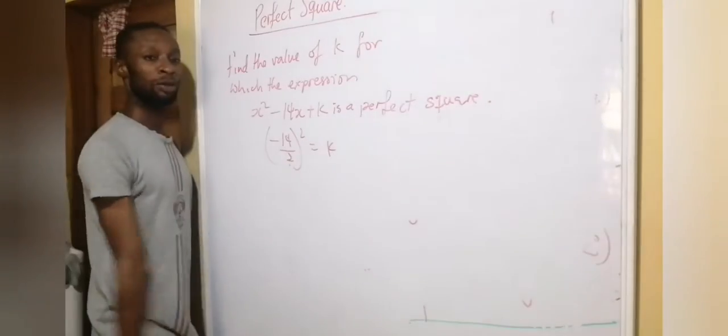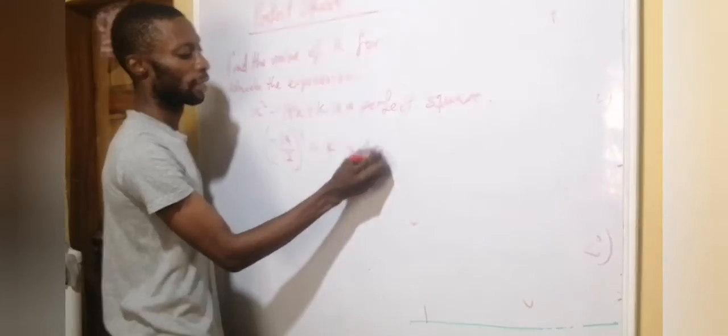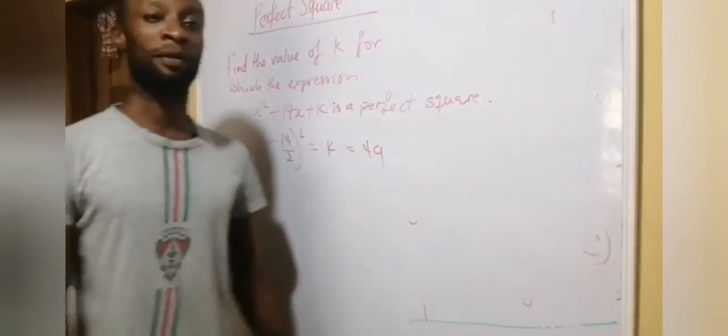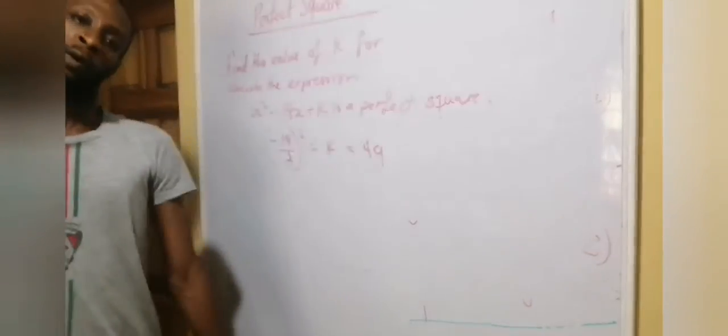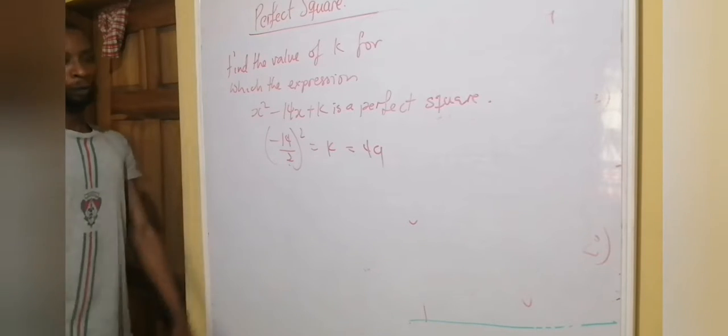So we go minus 14 over 2, that's 7. 7 squared is what? 49. So k is 49. So it's very simple like that. Just for the expression to be a perfect square, that's it. Let's look at another example quickly.